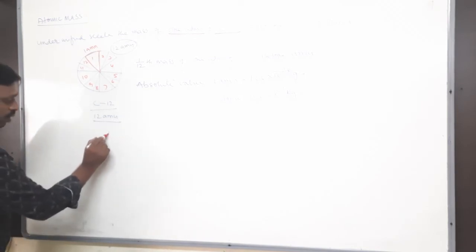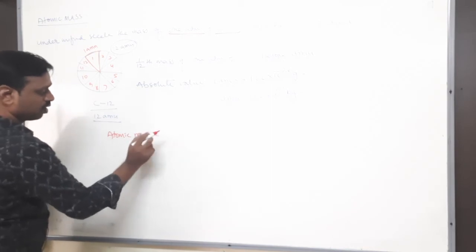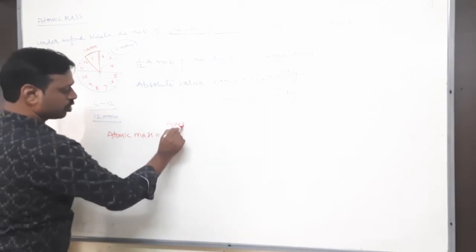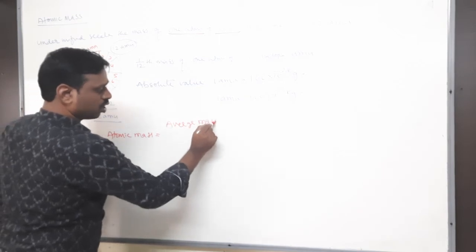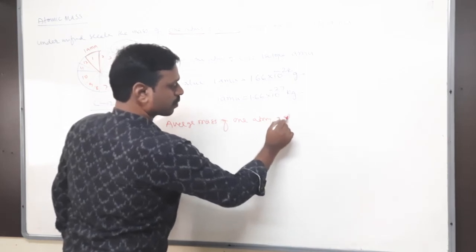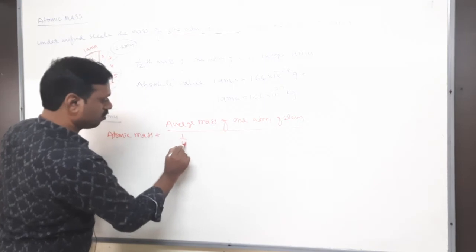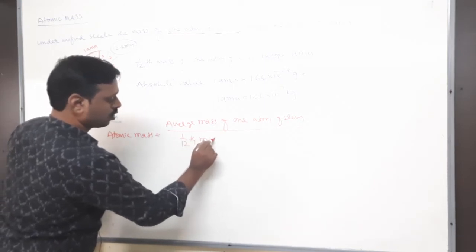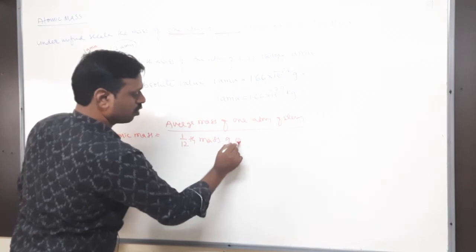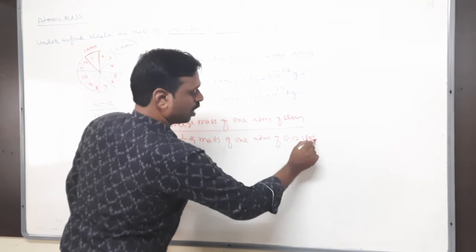Okay. Next, then what is atomic mass? Let us come to atomic mass. Atomic mass is the average mass of one atom of an element divided by 1/12 the mass of one atom of C12 isotope.